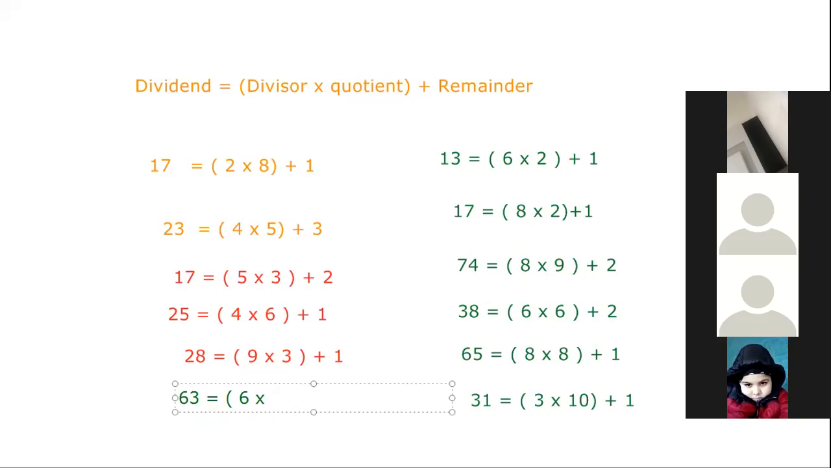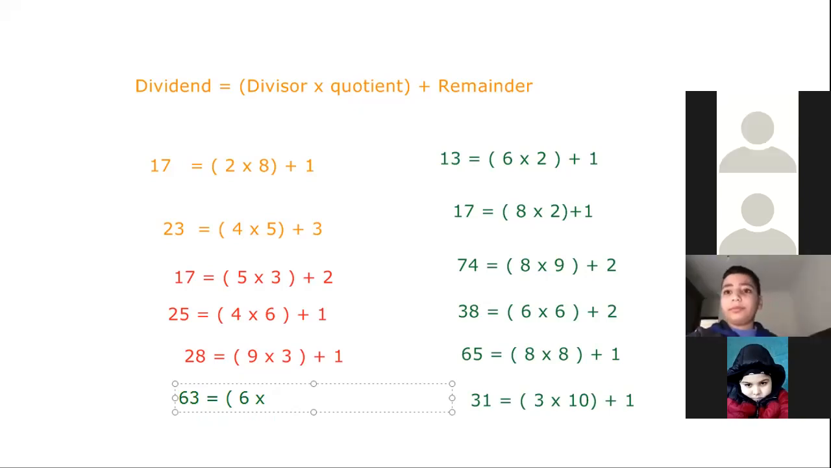But now I will ask you, what's the number you multiplied by 6 to get 63? What do you think? 9. It's 9. No. Ali, do you know the answer? 7 times 9. 8. 10. It's 10. Thank you, Ali. It's excellent. It's 6 times 10, which is 60 plus 3.